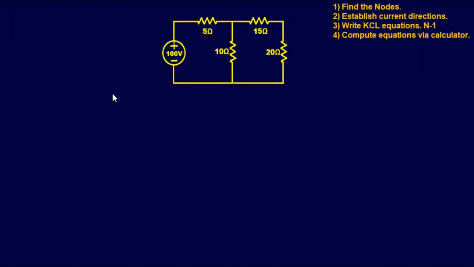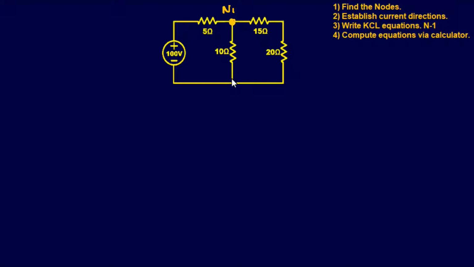Alright, for this example here, this is a very simple problem that could be solved with simple Ohm's Law. However, we're going to tackle this with nodal analysis just to get our feet wet and kind of get refamiliarized with nodal analysis. So step 1, find the nodes. Now remember, the nodes is where 2 or more circuit elements meet. So for this one, this would be considered a node because we have 2 or more circuit elements meet. So I'll consider that N1.